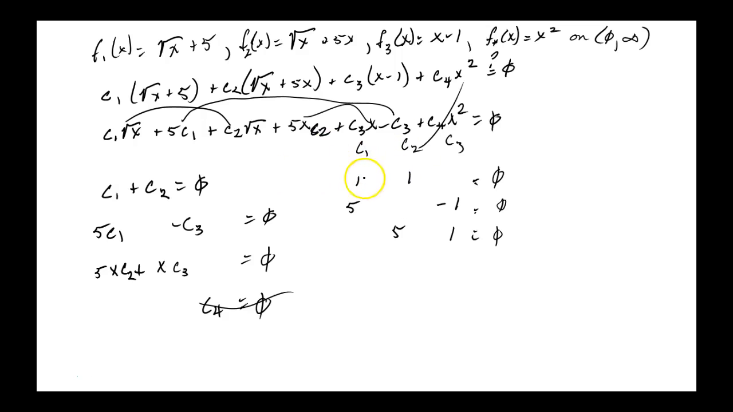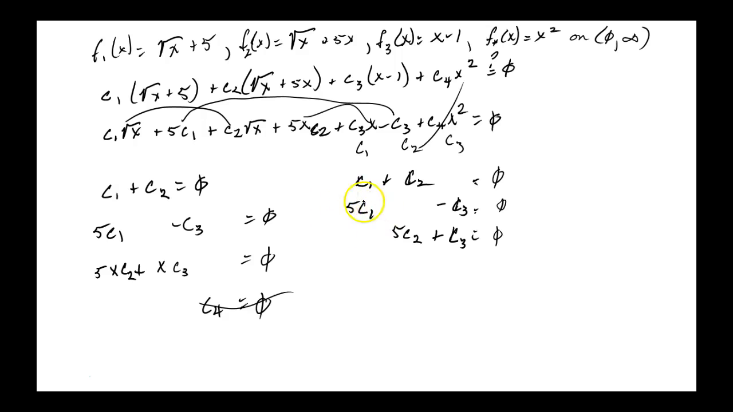So let's just call this C1 plus C2 is equal to 0. 5C1 minus C3 is equal to 0. That's the same thing we have here. The only thing I've done is take out the x's, divide them out, and 5C2 plus C3. I was going to do it into a matrix, but since you haven't had matrix algebra, we're going to do the same thing, just a little differently.